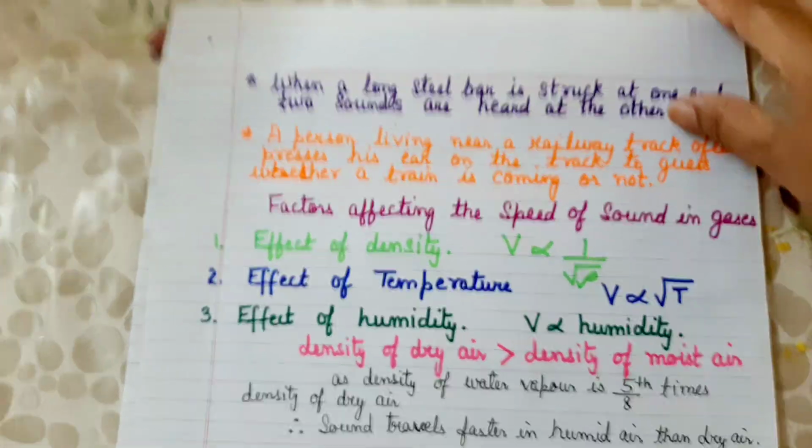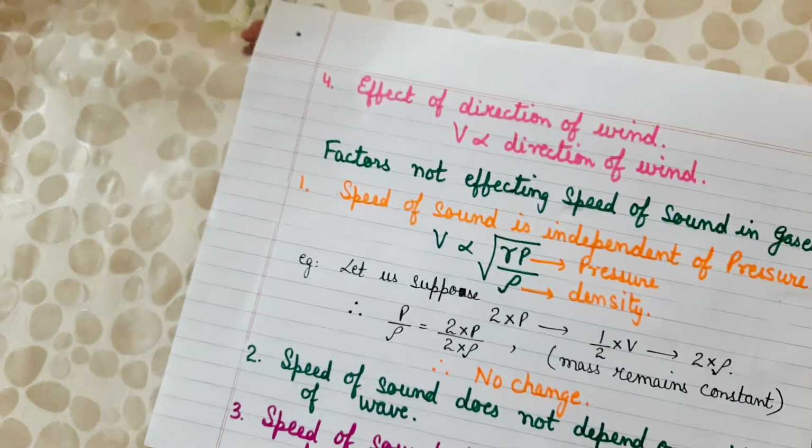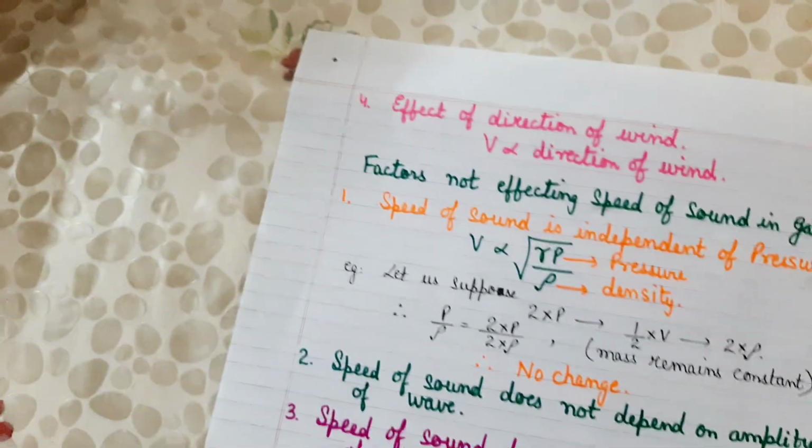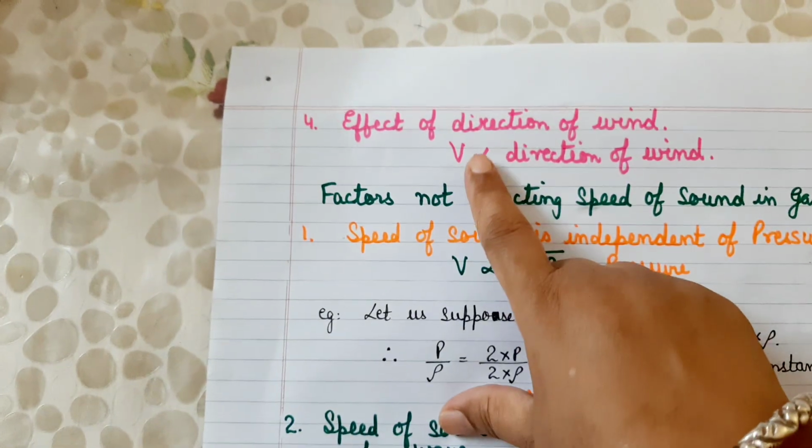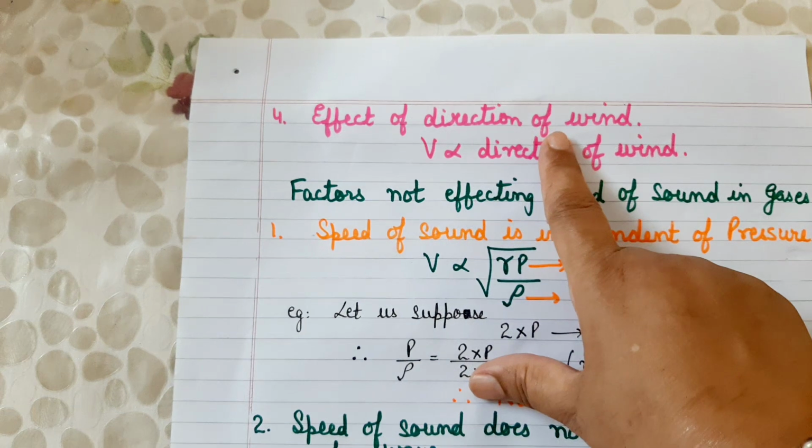Never forget this. Okay, children? Next is one more factor left. We did 3 factors: density, temperature, humidity. Now we come to the 4th factor, that is the direction of the wind.